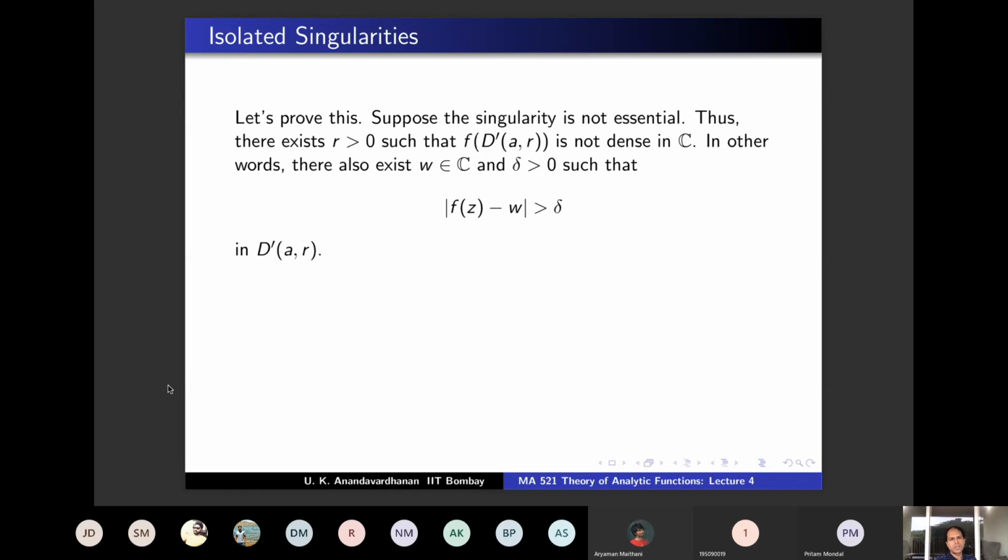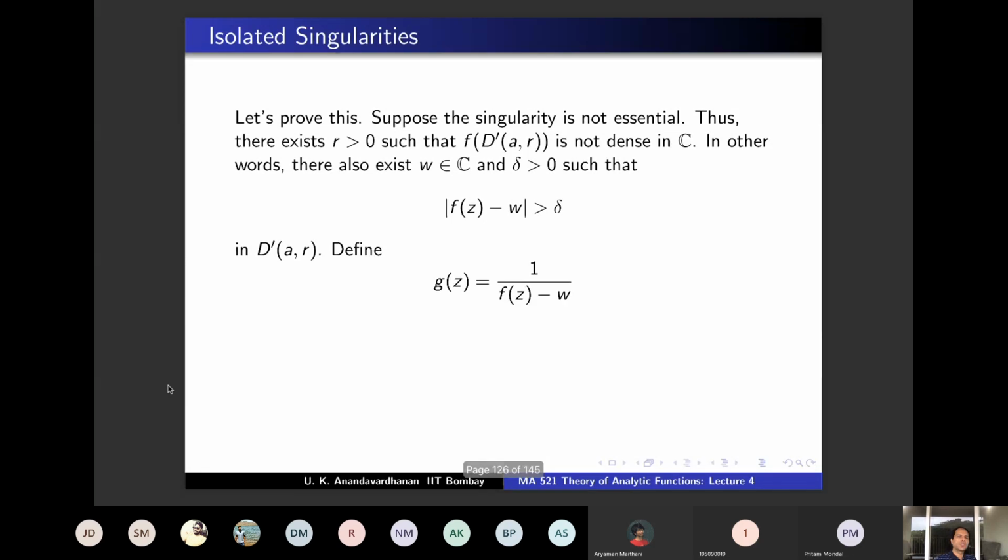You are contradicting density. Density would mean that given any point w, any small neighborhood of w contains points from f of D'(a,R). And you are saying that is not true. So there is at least one w and at least one neighborhood which will not contain points from f of D'(a,R). So there is a w, a delta and an R such that |f(z) - w| is bigger than delta in D'(a,R), by assuming that the singularity is not essential.